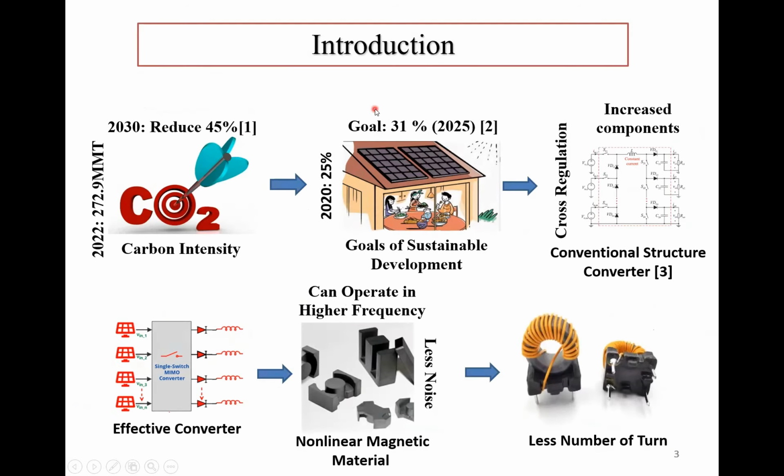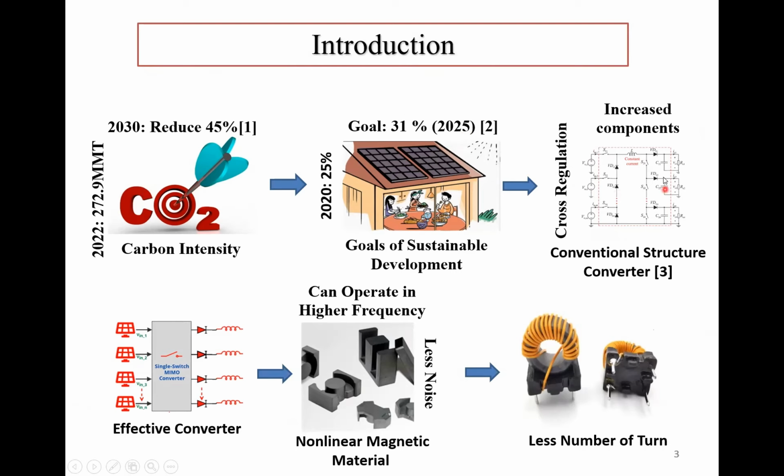So at first, we will talk about the introduction. Malaysia has decided to reduce 45% of carbon dioxide. That's why they set a goal to achieve 31% use of renewable energy by 2025. So the converter is the main element in renewable energy production.